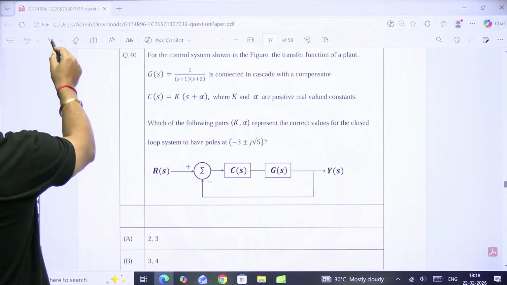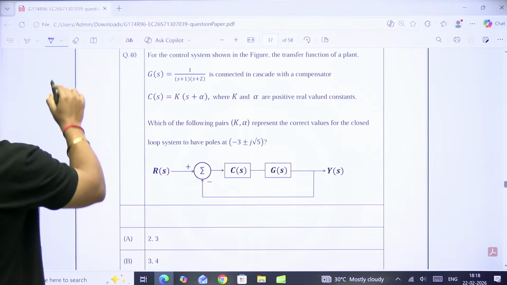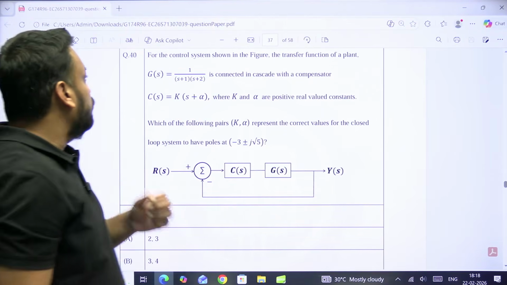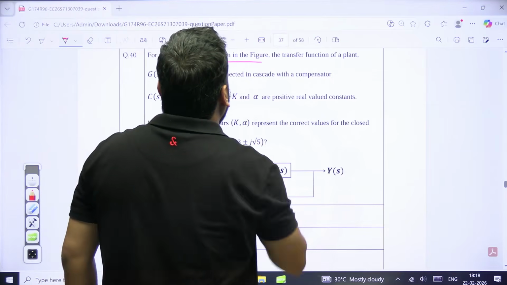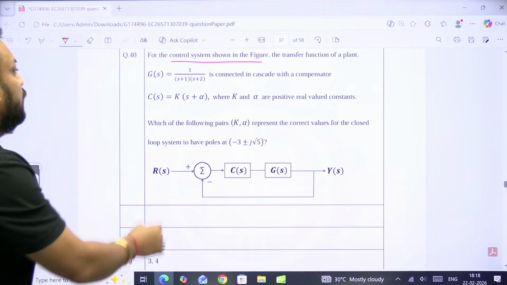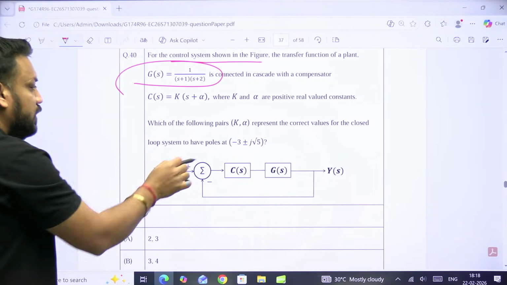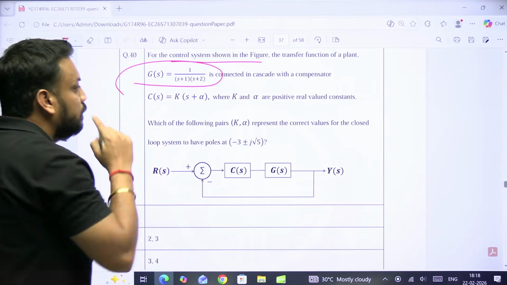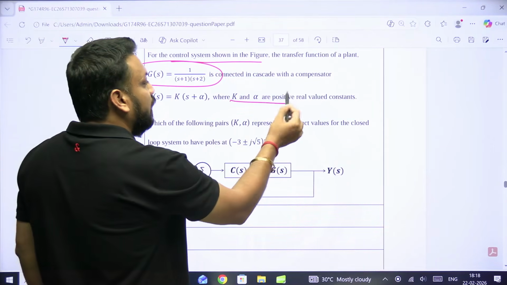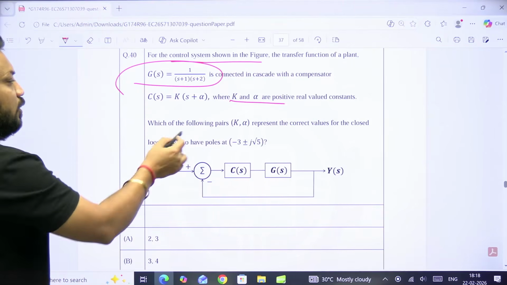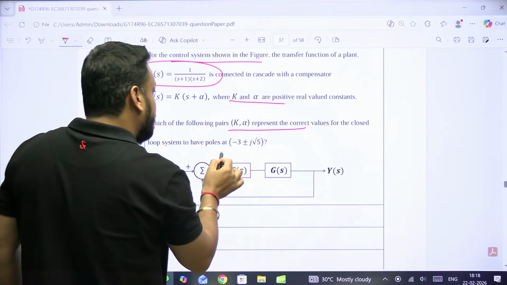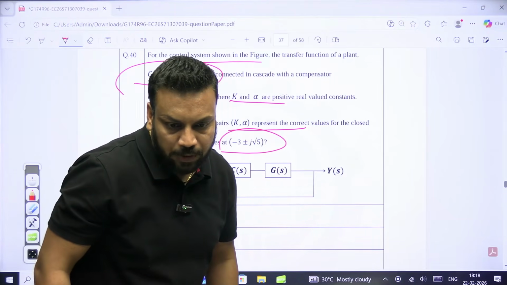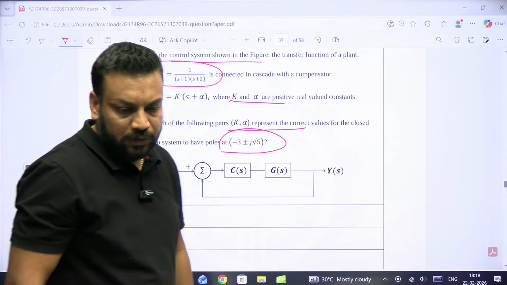अगर मैं यहीं पे पेन ले लेते हैं ताकि ये पार्ट रह जाएगा आपका. So now student, tell me, question is saying that for a control system shown in the figure, transfer function has a plant. This is the plant transfer function G of S. And here this is C of S also given to us. We have to find out where K and alpha are the positive values. Which value of K and alpha represent the correct closed loop system poles? So closed loop system का pole आपको given था.